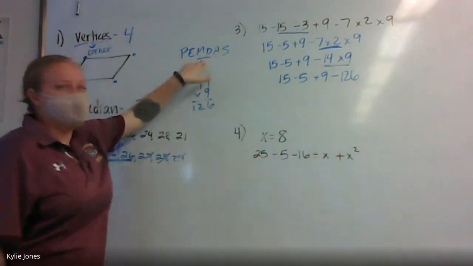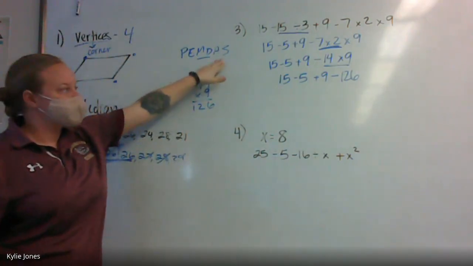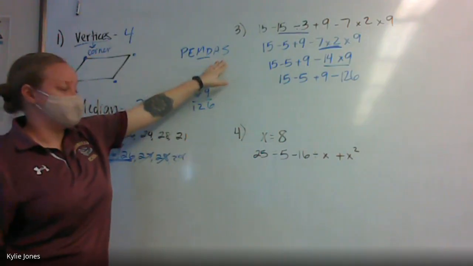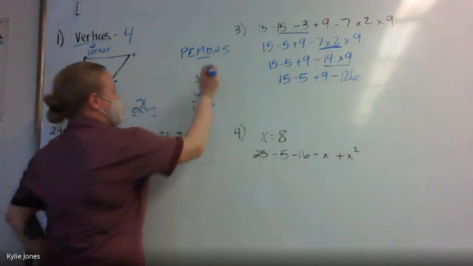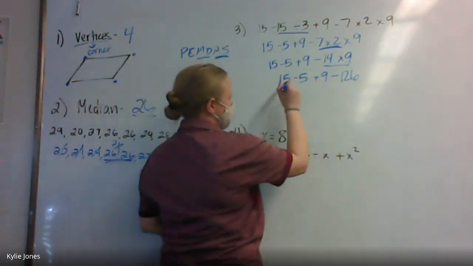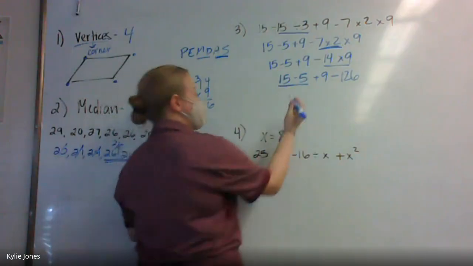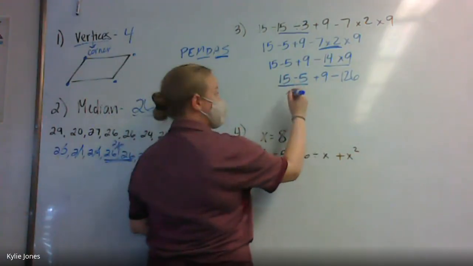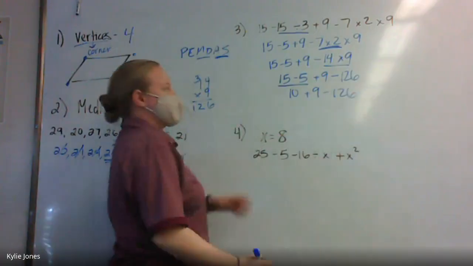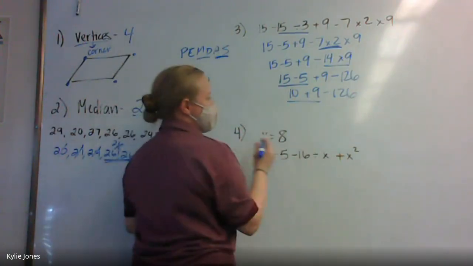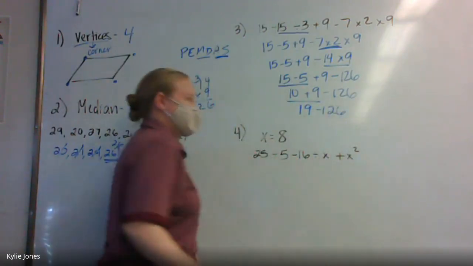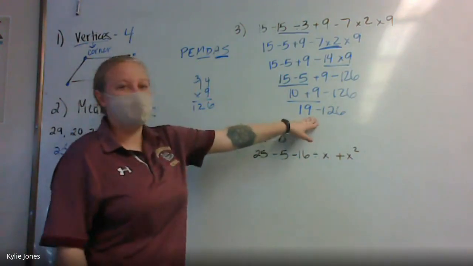So now we've done our multiplication and division. What are the last steps we have to do? Subtract and add. We're at the addition and subtraction set. And remember, you still have to do these together. So now we just go from left to right. So we have to do 15 minus 5 first. What is that? 10. Plus 9 minus 126. Now still go left to right. What is 10 plus 9? 19 minus 126.